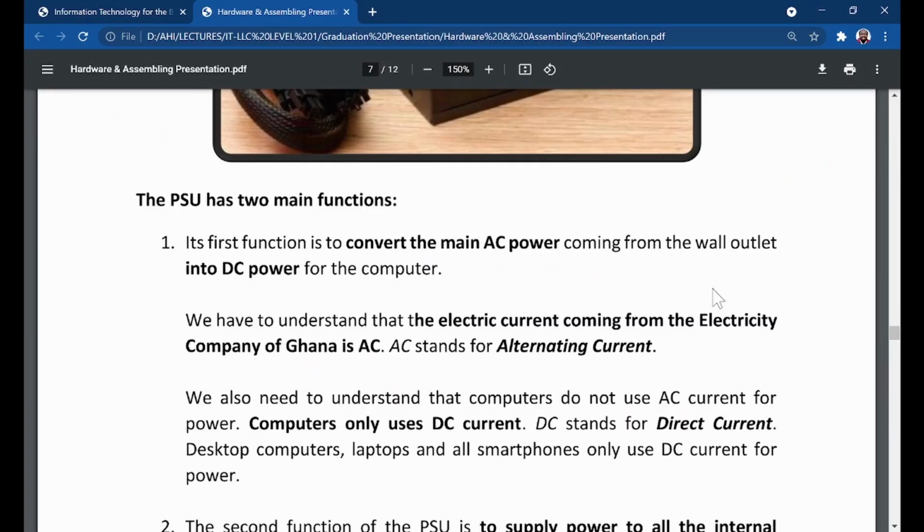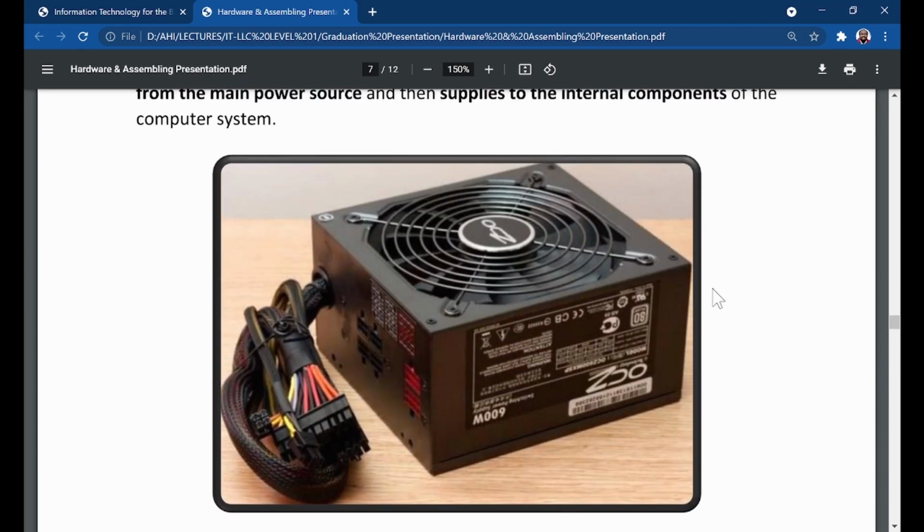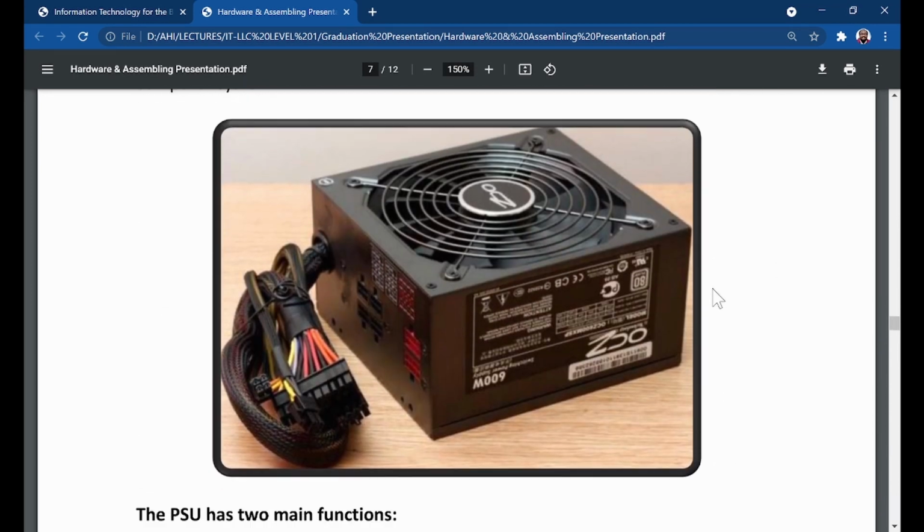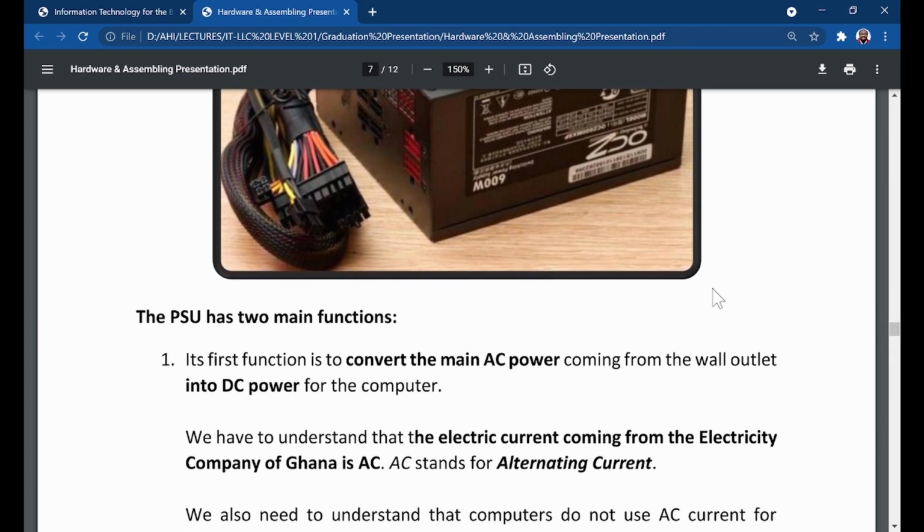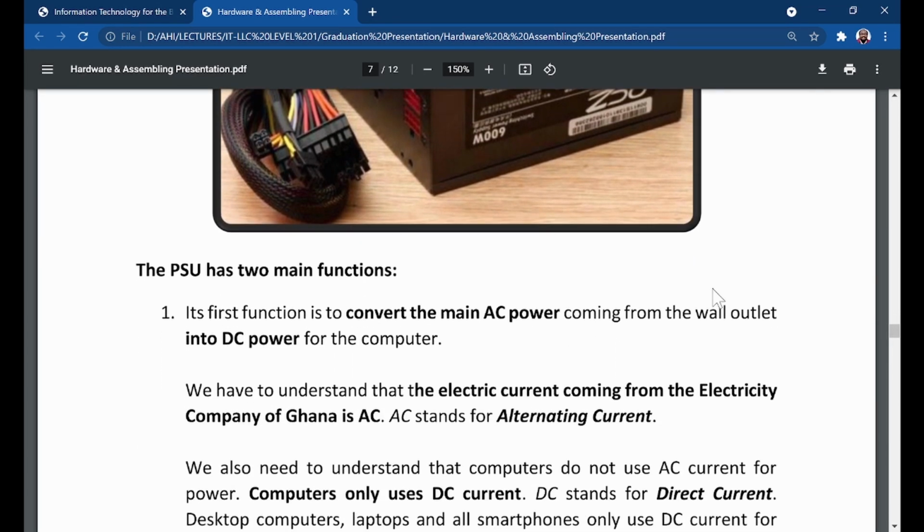If you have no knowledge of electricity, you will not understand why we have the power supply unit. The first thing to understand about electricity is that there are two types of electric currents. We have the alternating current that comes from the main electricity company. The current coming from the electricity company or flowing through your walls is different from the current that computers use.